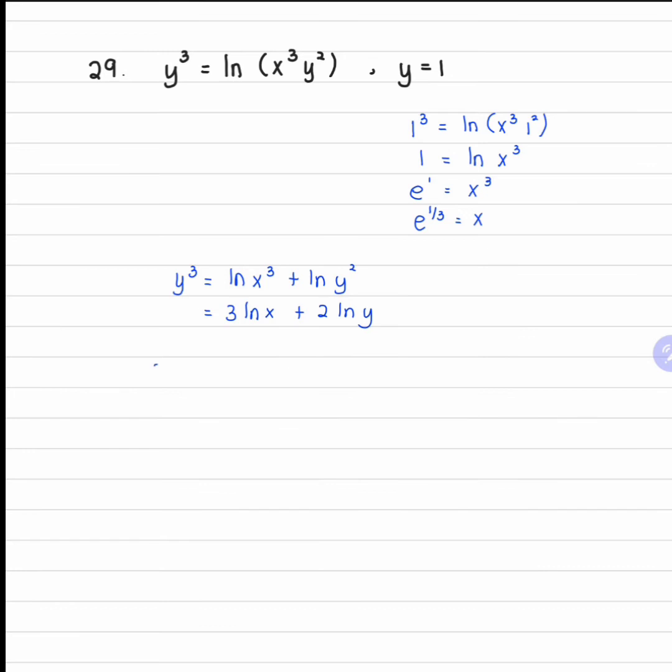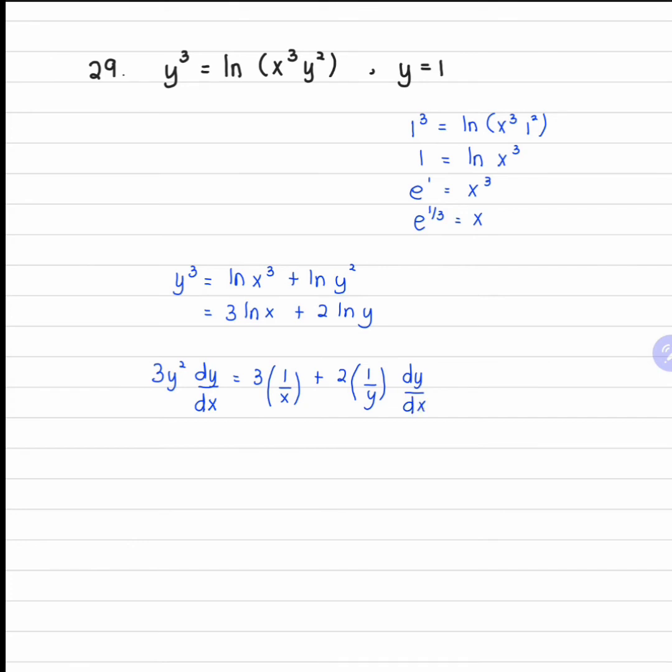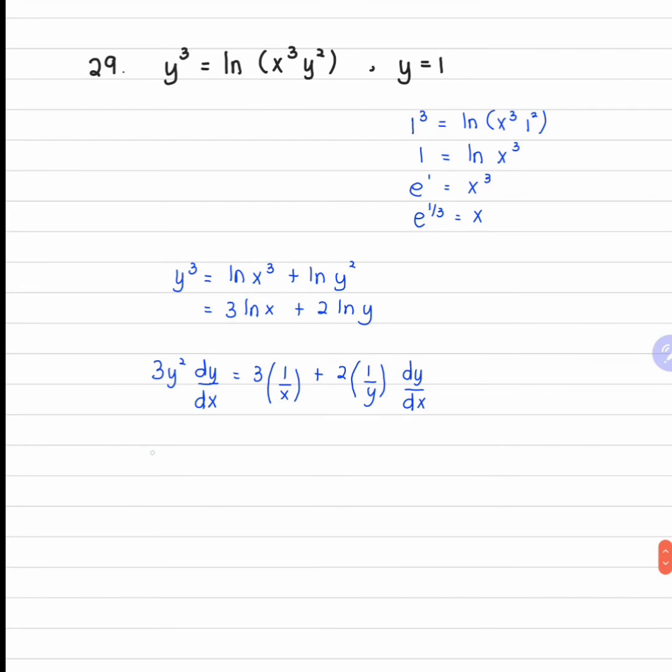Differentiate Y cube, we get 3Y square dy dx equals to 3 ln X become 1 over X, ln Y become 1 over Y. Don't forget to put dy dx. Okay, then kita susun dy dx with dy dx, so we get 3y square minus 2 over y dy dx equals to 3 over x.